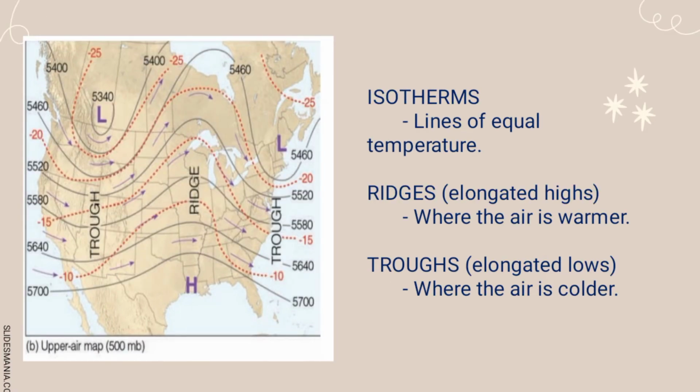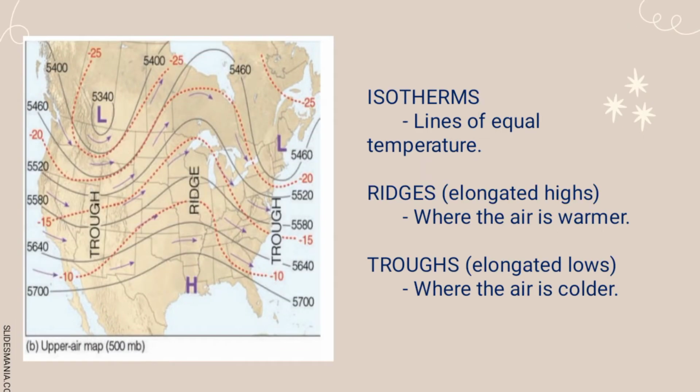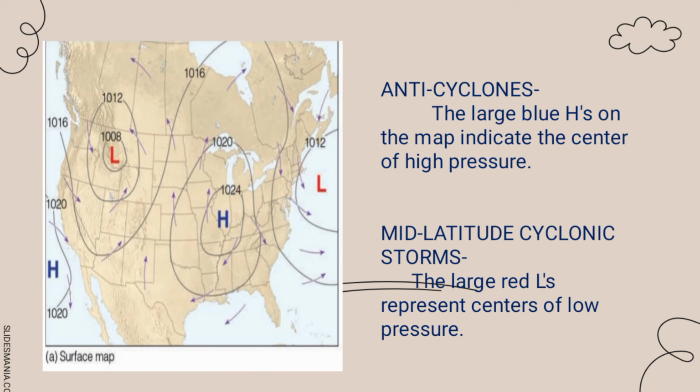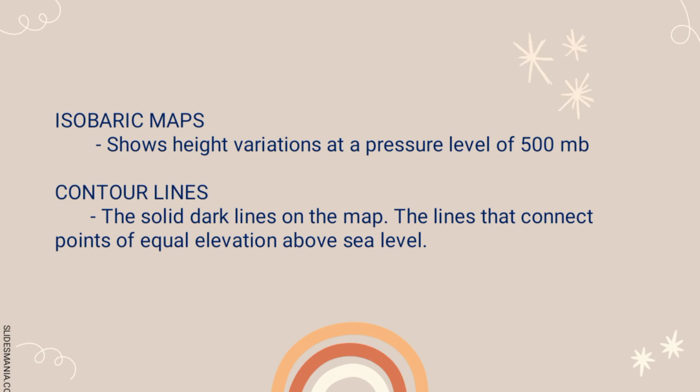The surface map and the upper air map. As you can see, the surface map has only a few lines in it, while the upper air map has a lot of lines. It is because the surface map is plotted on a map of constant altitude, while the upper air map or chart is plotted on maps at constant air pressure. That is the difference between the two maps that I've shown you. Okay, let's proceed.